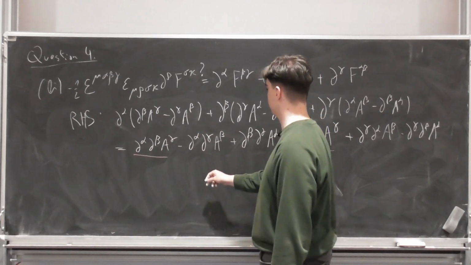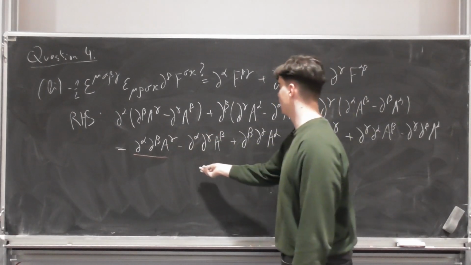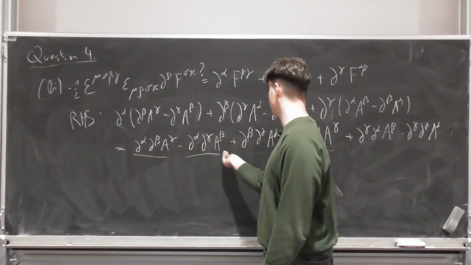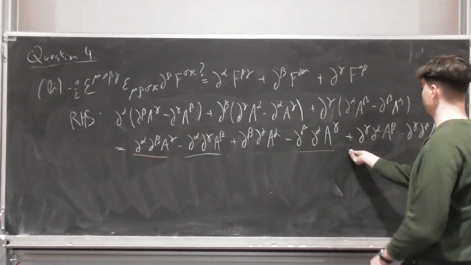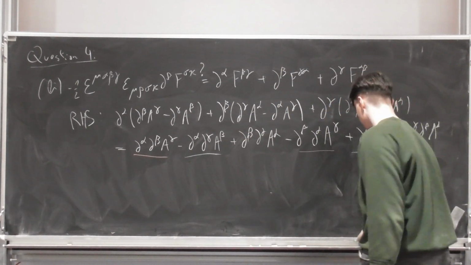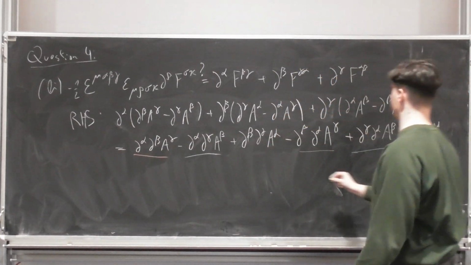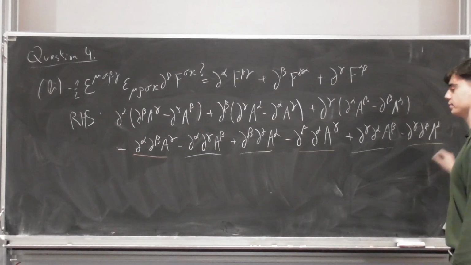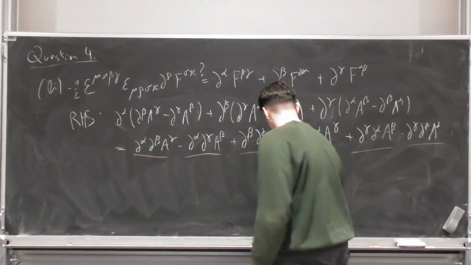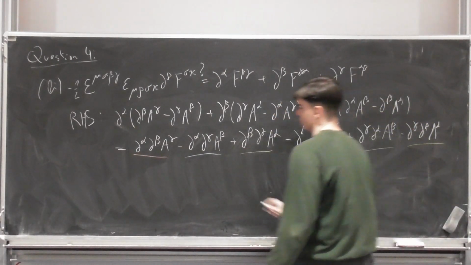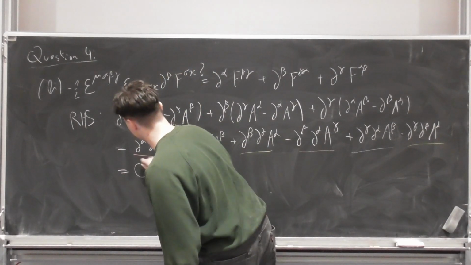Here we have, so these cancel. Here we have del alpha del gamma A beta, which is the same as here. And you have a minus and a plus, so they cancel. And then finally you have del beta del gamma A alpha, which is what we have here. And one has a plus, one has a minus, so these cancel. And so these are both 0. Or sorry, the 6 terms add to 0.